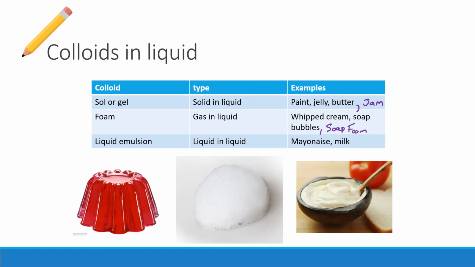Last one here is liquid emulsion. A liquid emulsion is when you take a liquid and a liquid. Mayonnaise and milk are two classic examples of those. The whole thing is liquidy, but milk is a very good example because you can't see through it. But it still sloshes around.